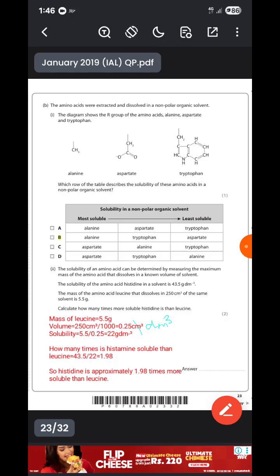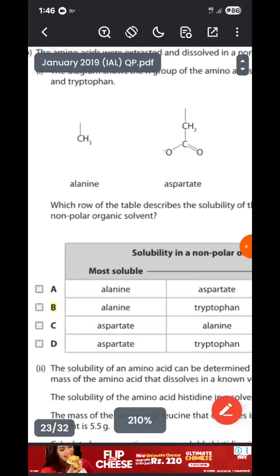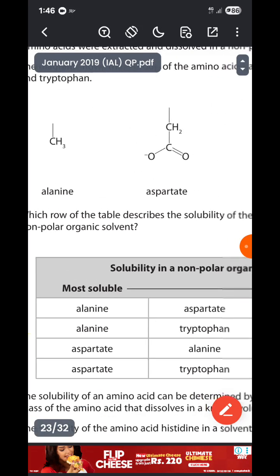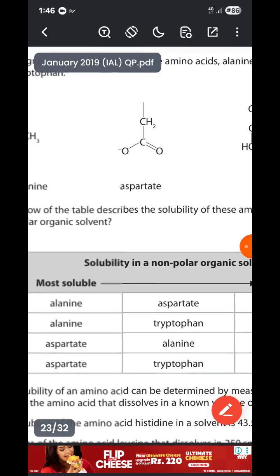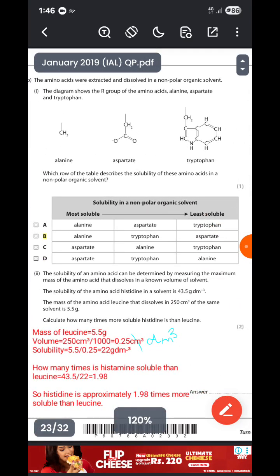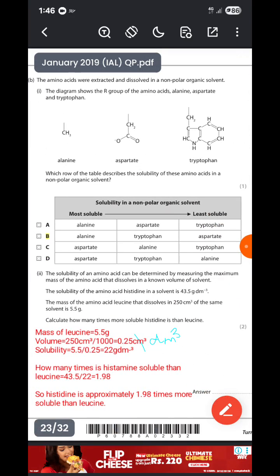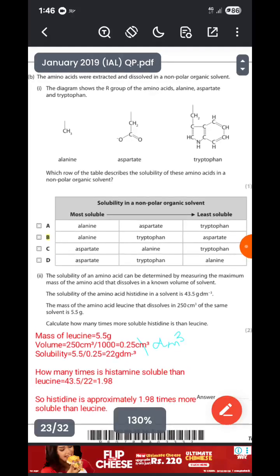Part B, Roman numeral 1. The amino acids were extracted and dissolved in nonpolar organic solvent. The diagram shows the R group of the amino acids alanine, aspartate, and tryptophan. So they have given alanine and then aspartate and tryptophan. They are asking which row of the table describes the solubility of these amino acids in a nonpolar organic solvent. So the answer is B.